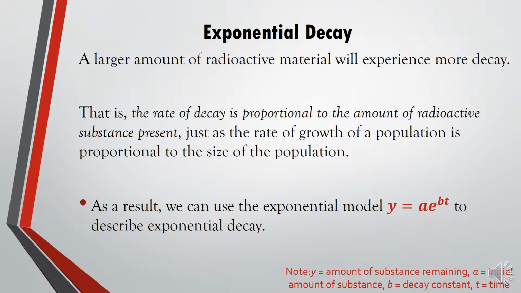B is called the decay constant, and that's going to be different for every radioactive material. And T represents time. Depending on the radioactive material, time may be measured differently. So time may be measured in days, it could be measured in weeks or months or years, depending on the specific radioactive substance that you're working with.